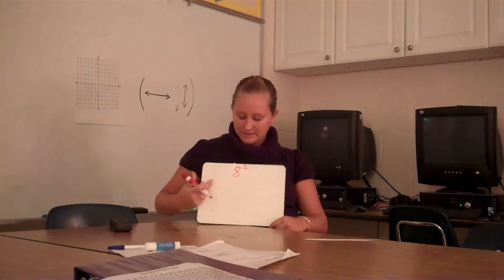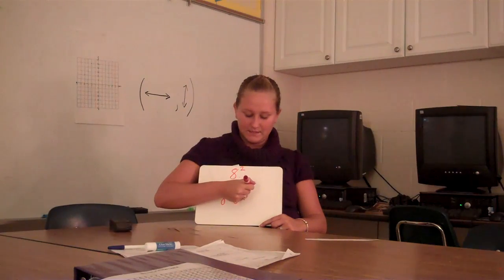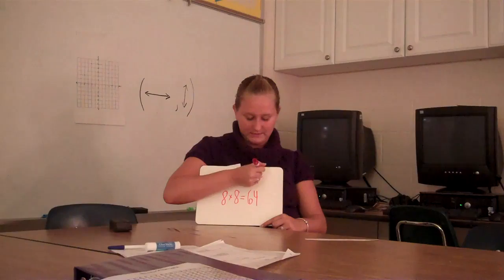Okay, and the last problem we're going to do together is 8 to the 2nd. 8 to the 2nd would be doing 8 times 8. 8 times 8 is 64. Your answer to the second problem would be 64.